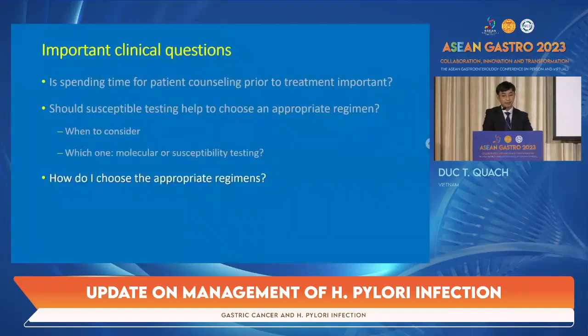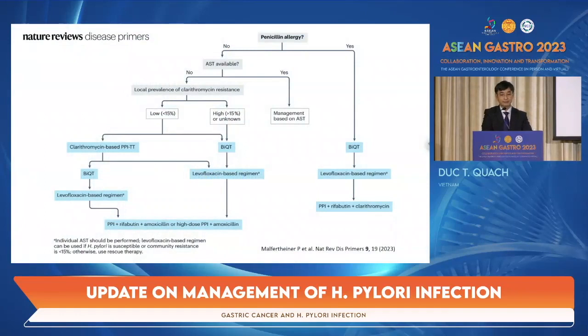The next question is how to choose the appropriate regimen. I think the most important point is that we have local data on antibiotic resistance to help us. But in general, the guidelines say we should base the choice on penicillin allergy. If the patient has no penicillin allergy, we can base it on susceptibility testing, and if it is available, it should be based on the result of the test. If we do not have the testing, we should base it on the local prevalence of antibiotic resistance, especially clarithromycin. In a low clarithromycin resistance region, we can consider the traditional triple therapy with clarithromycin, amoxicillin, and PPI.